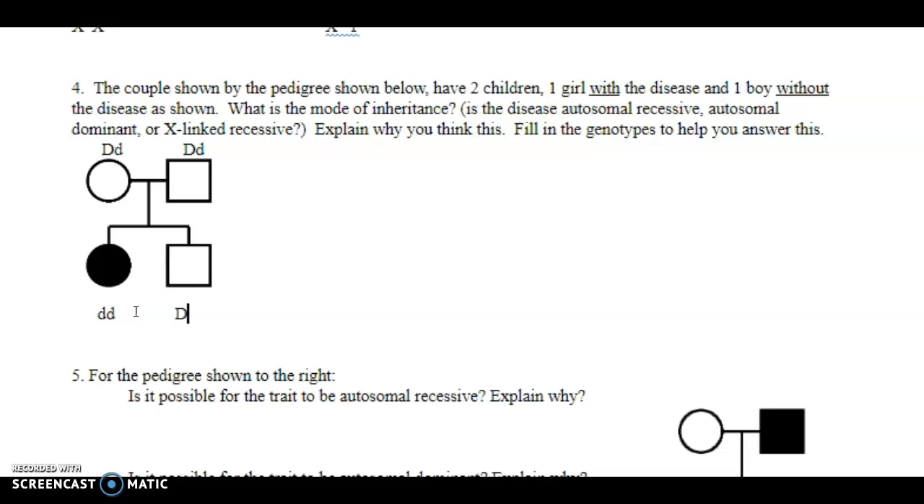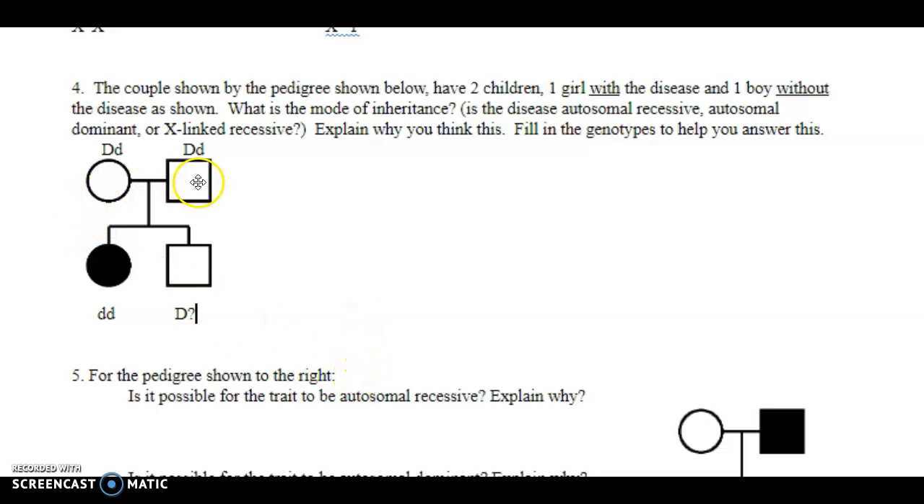We know that the son here is showing the dominant trait of being normal, so he has a big D. And that big D could have come from mom, and then dad could have given a big D or a little d, or the other way around. Dad could have given the big D, and then mom could have given either one. So we don't know for sure if he is homozygous or heterozygous. I'm just going to put a D question mark there.